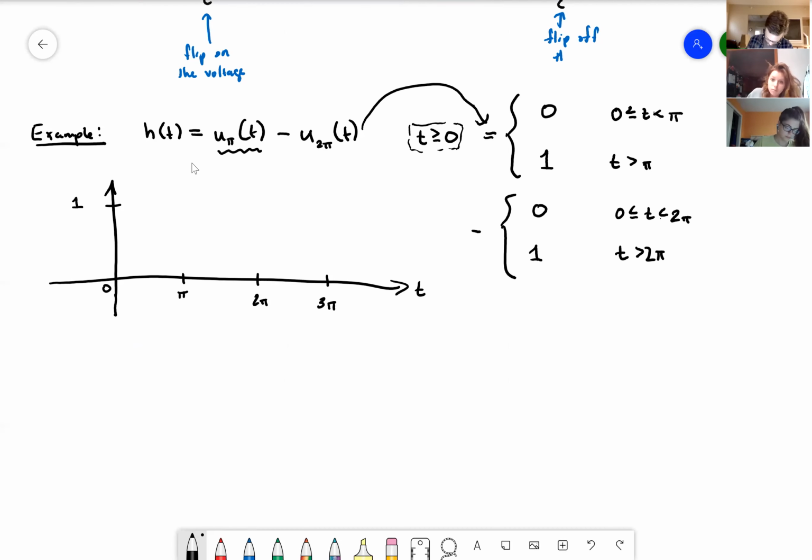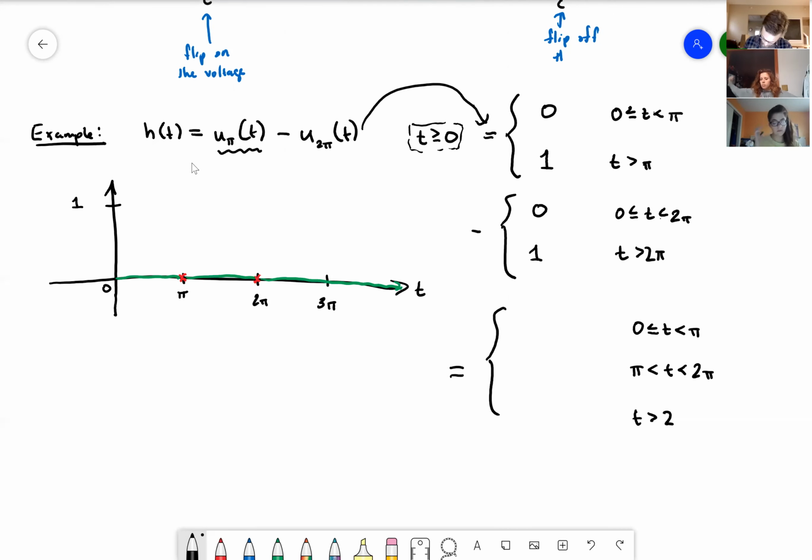Well, we really have two discontinuities. There's going to be a discontinuity here at pi and at 2 pi. So the function's going to change there. So we'll split it up into the 3 subintervals from here to here, here to here, and then from then on. Let's see what that looks like. So the first one is from 0 to pi, and then from pi to 2 pi, and then from 2 pi onward.